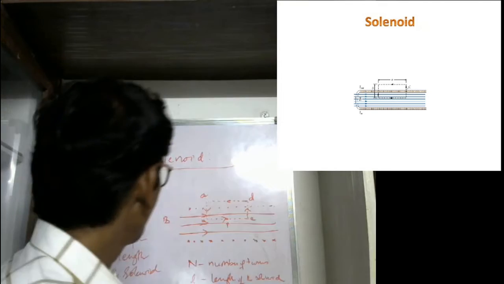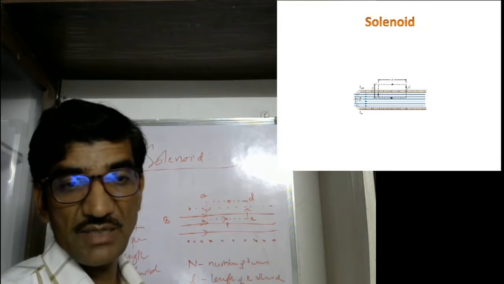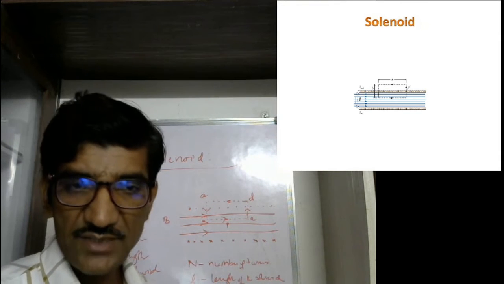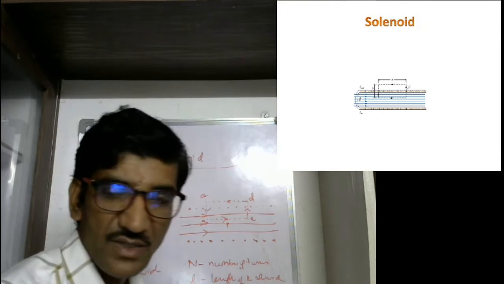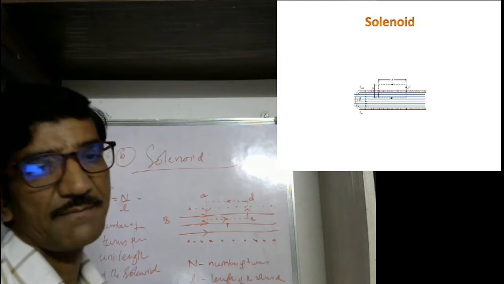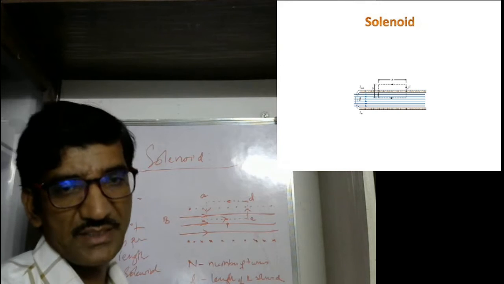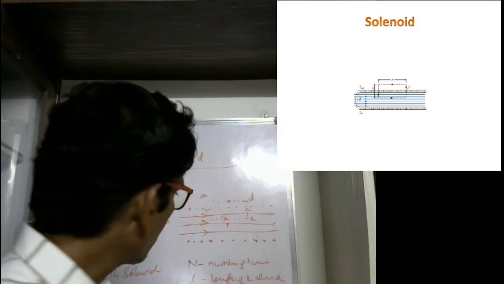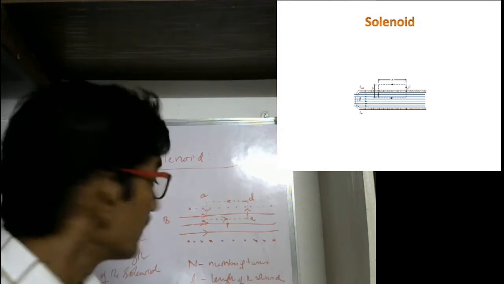This will tell you both the total number of turns as well as the length. This takes into consideration these two things: how densely turns are populated across the solenoid. This will give you that information.